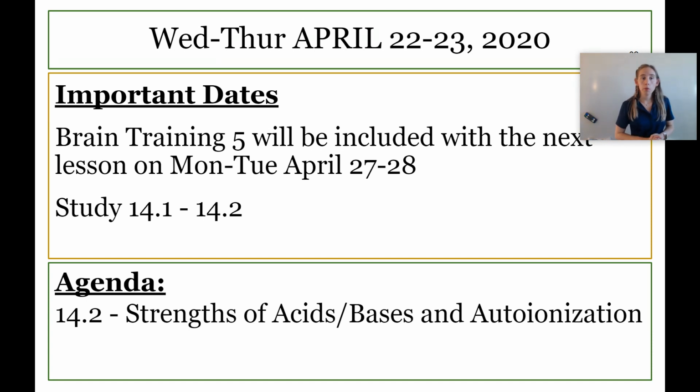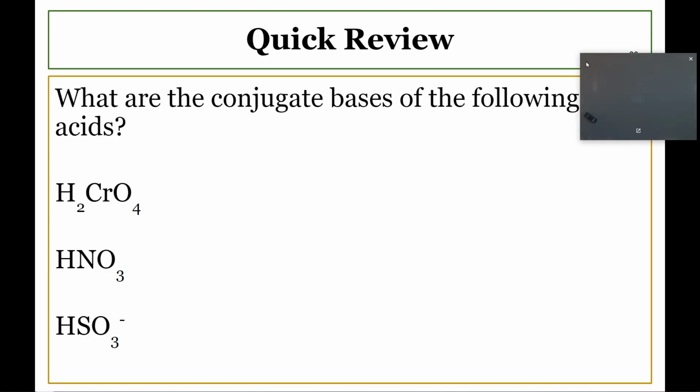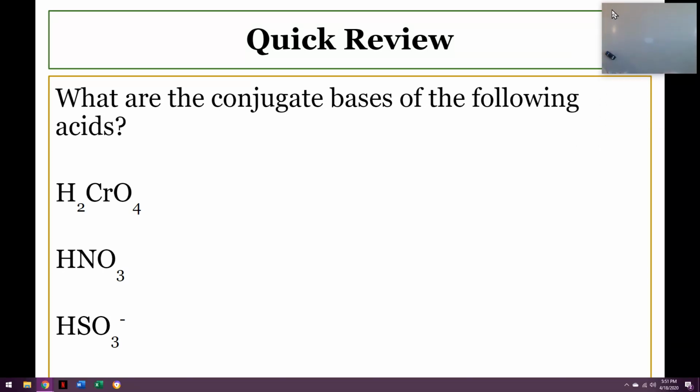All right, so today we're working on the strengths of acids and bases. We have weak acids and strong acids. And we're also going to learn something called autoionization. So you will need your periodic table and the specific different boxes I showed you last lesson, and then also your calculator, because we're going to do some problems. All right, so quick review.